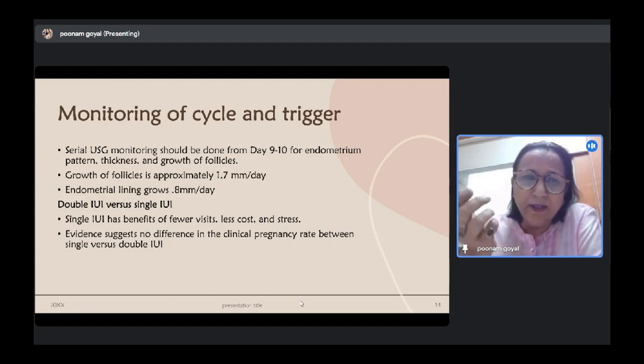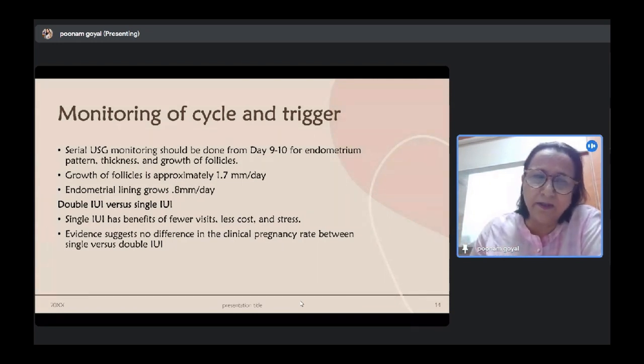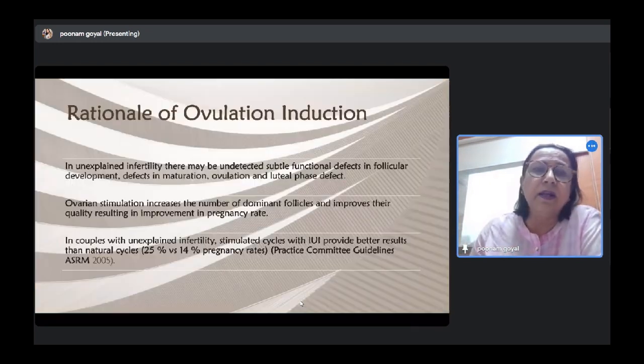Now, the double IUI versus single IUI. Single IUI has benefits of fewer visits, less cost, and less stress to the patient. And evidence suggests there is no difference in the clinical pregnancy rate between single versus double.